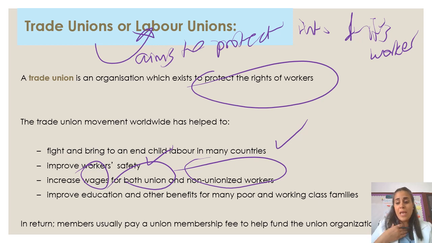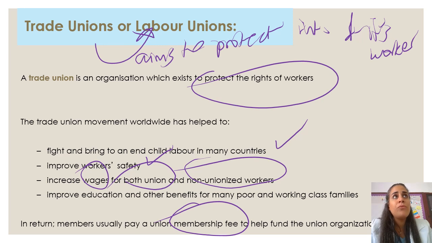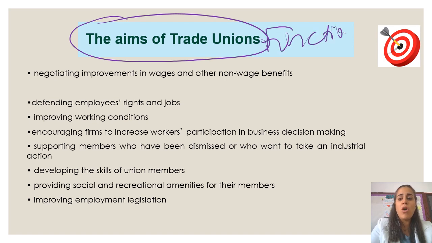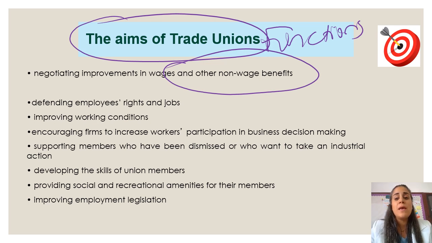So in return, how can I become a member or join a trade union? I would have to pay a membership fee, and it depends on how powerful the trade union is. What are the aims or the functions of a trade union? The first one is negotiation and improvement of wages and non-wage benefits. So for example, the non-wage benefits could be holiday entitlement, sick pay, and pensions.